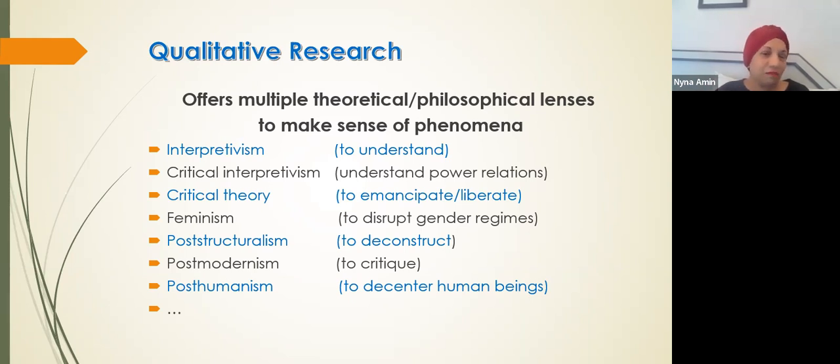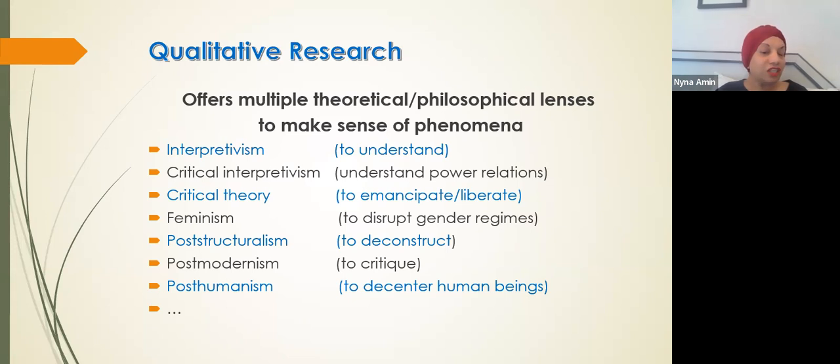Then there's feminism, which allows you to disrupt gender regimes in the workplace, in the practice, in the curriculum, interpretation, and so on. So feminism will give you the tools and the perspectives to look at any situation and understand how gender power operates in the setting and what can be done or undone. But we need studies from that perspective.